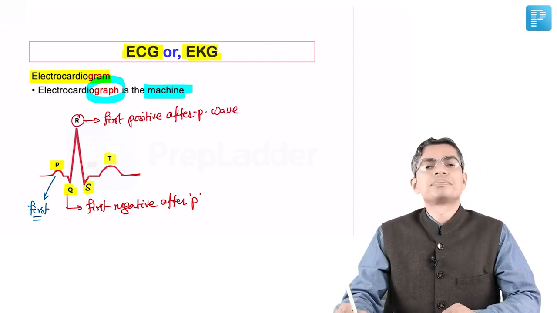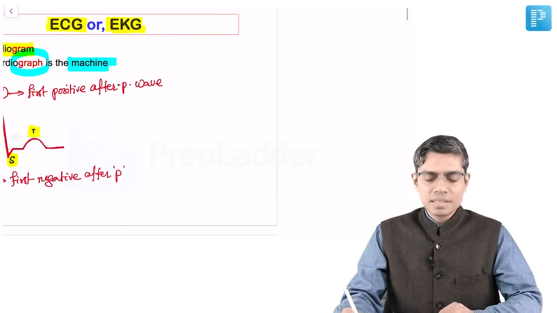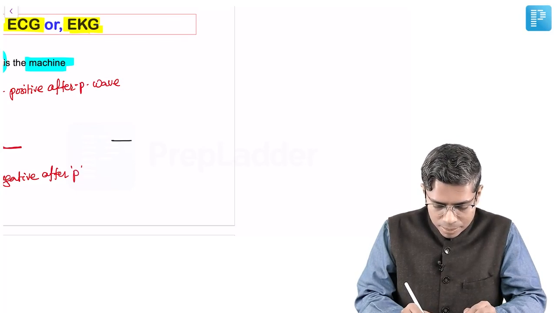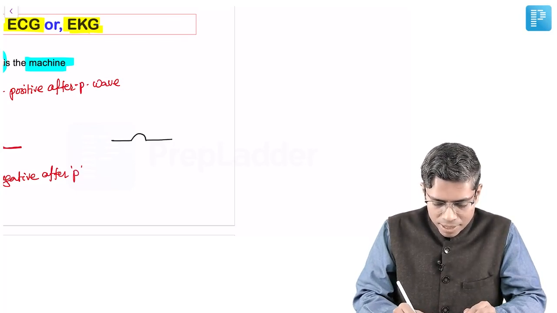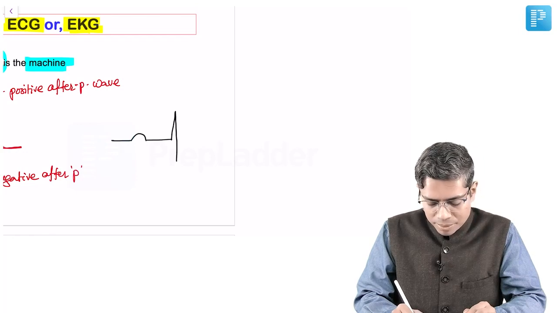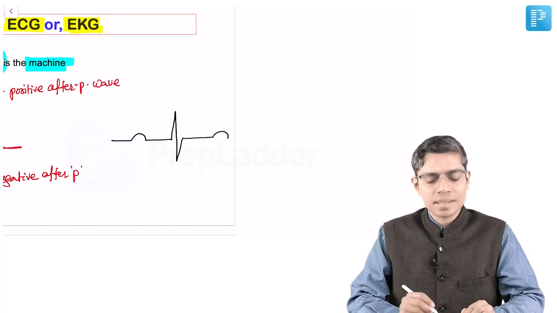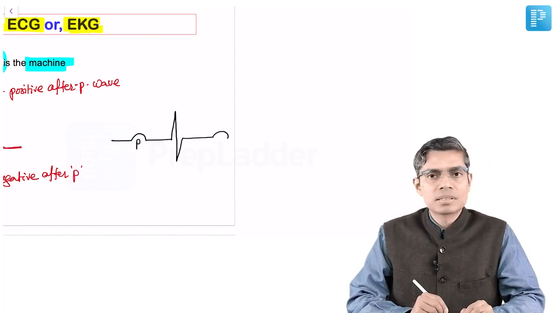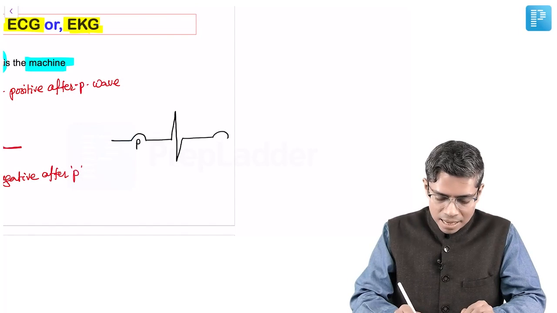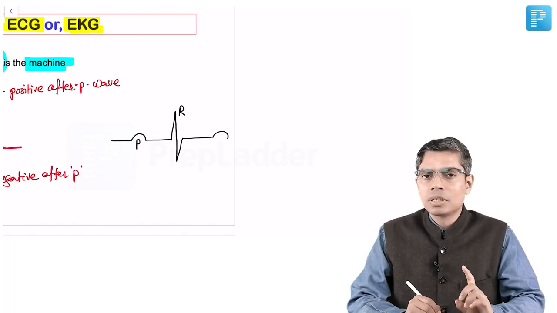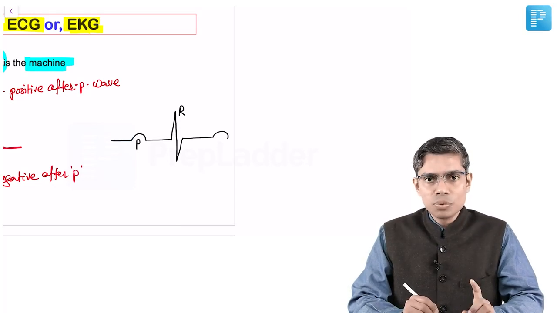Why I am saying this? Because in some of the ECG leads you will get a recording like this: P wave, then you are directly getting a positive wave followed by a negative wave. In some of the leads you are going to get this kind of recording. In these cases obviously this will be known as the P wave, that is the first wave, and this positive wave which is appearing after P will be known as the R wave, not the Q wave, because Q wave by definition is the first negative wave after P wave.